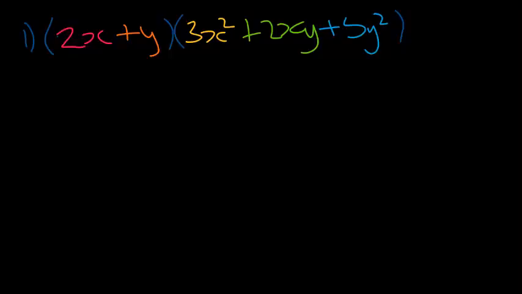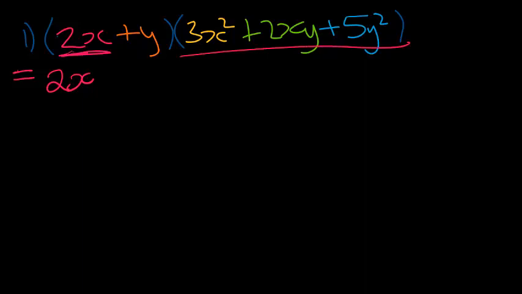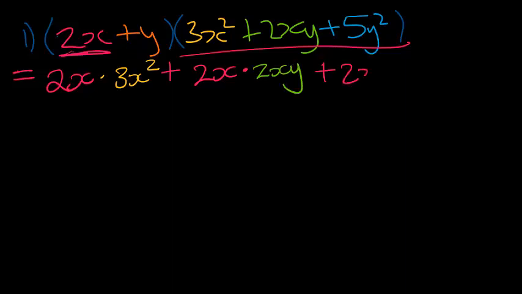When we're multiplying a binomial by a trinomial, we mean that we are sitting with two terms in one bracket, that's our binomial, and three terms in our second bracket, that is our trinomial. So what we would like to do is multiply everything in the second bracket by the first term, so 2x. 2x is going to be multiplied by everything in the second bracket. So we're going to do it one at a time. We're going to say 2x times 3x squared plus 2x times 2xy plus 2x times 5y squared.